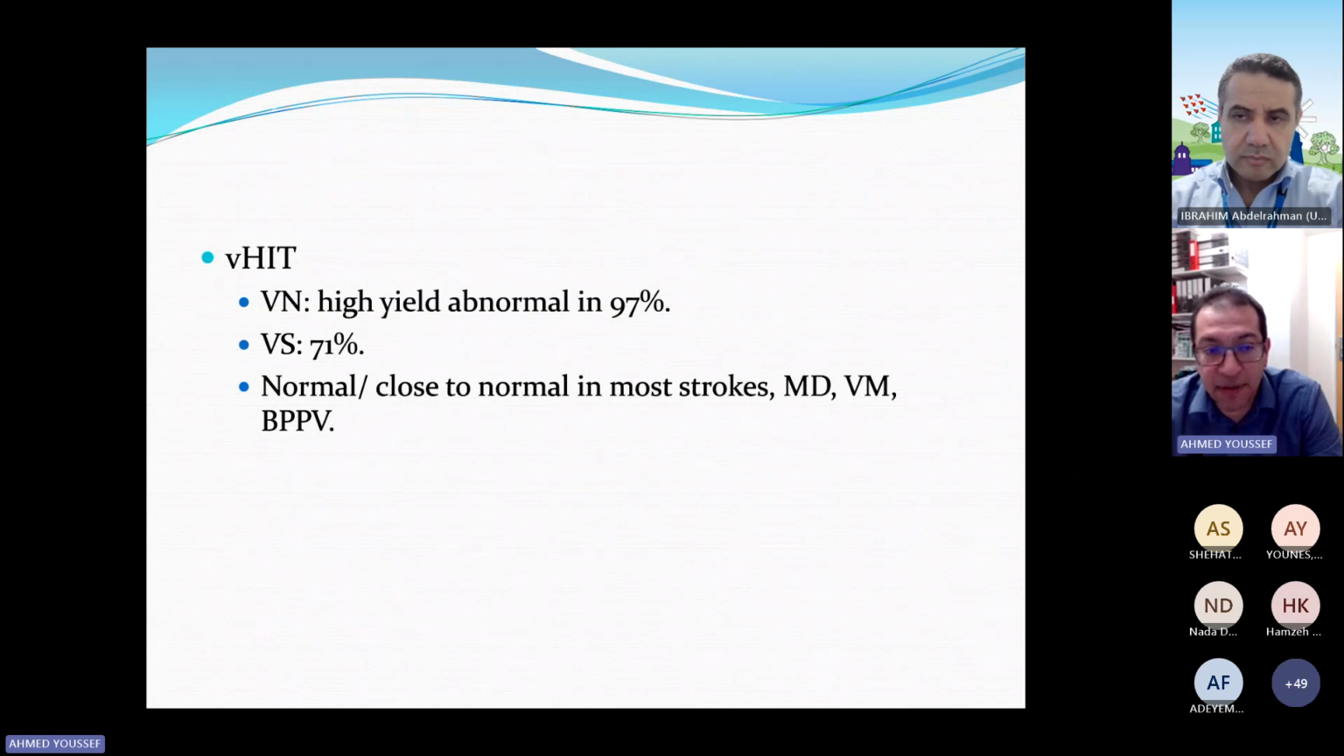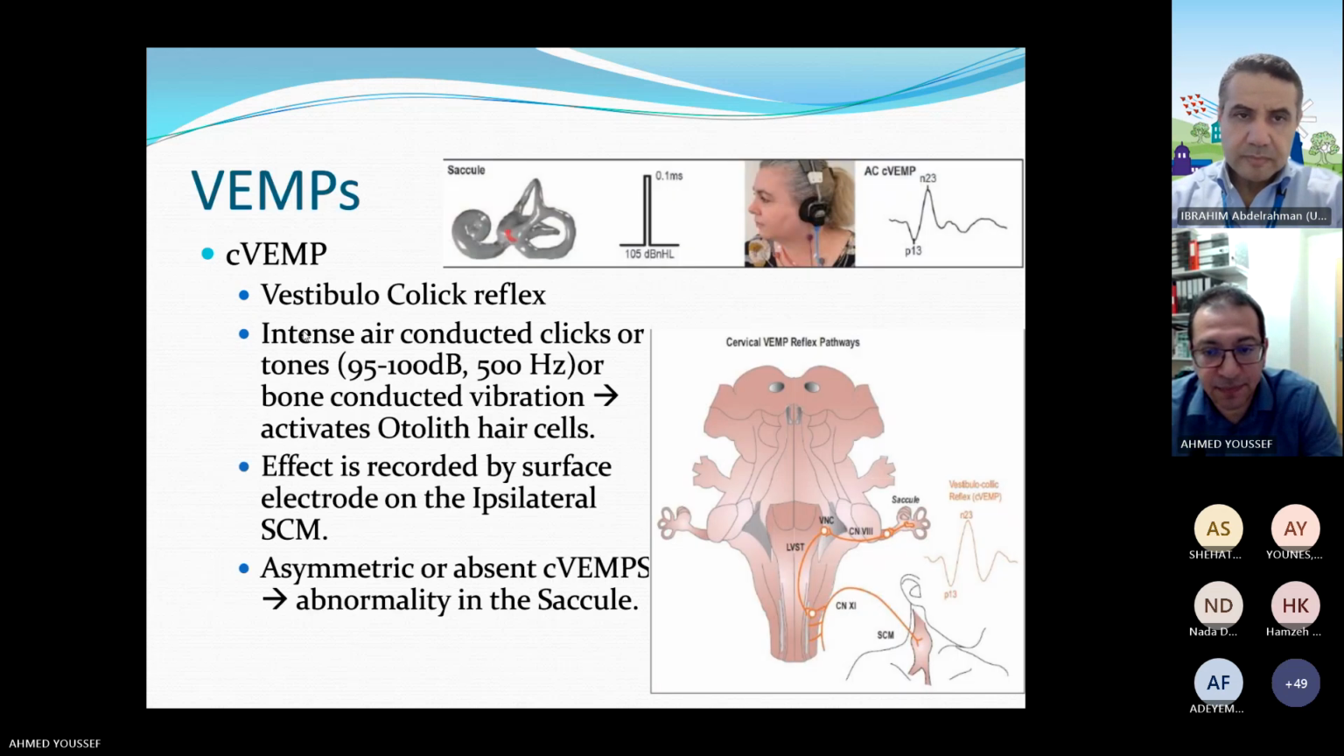Some places have started to use the V-HIT machine in the A&E because of the high yield. As you can see, as we said earlier, if you're in an acute situation, where the patient is severely dizzy, you are meant to be able to see a positive head thrust test. If you've got a computerized one, this will give you a bit more accuracy, of course.